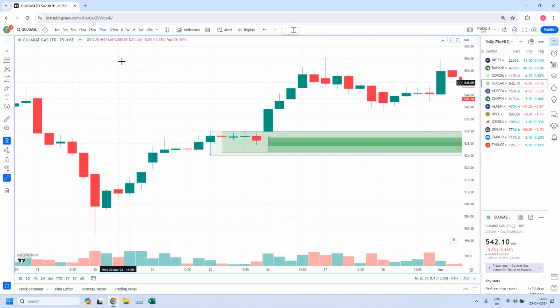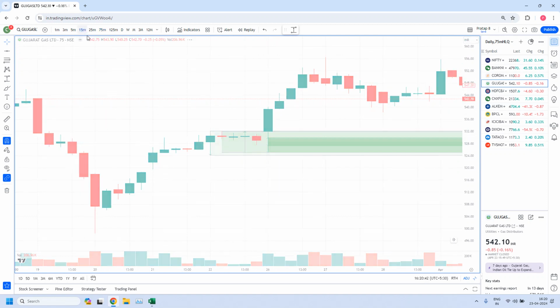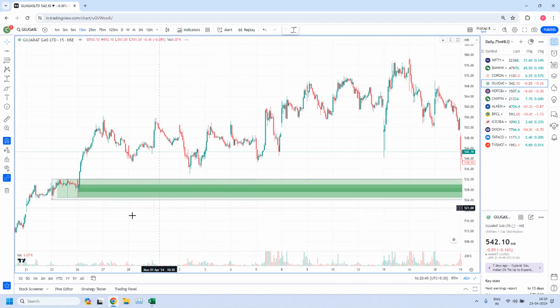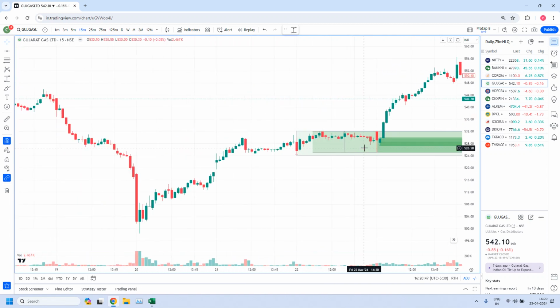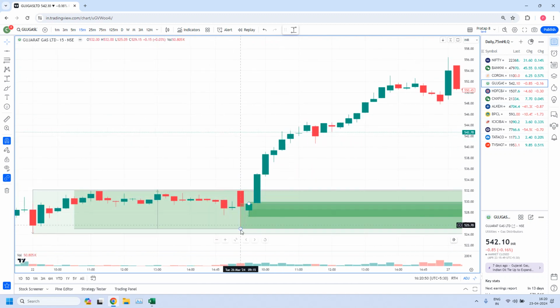Within this 75-minute zone, again you have to draw a 15-minute zone. This ERC candle is a leg-in. You have a base and a rally candle. So this entire one is the 15-minute zone. We have a drop, base, rally. Now inside, you identify the 5-minute zone.